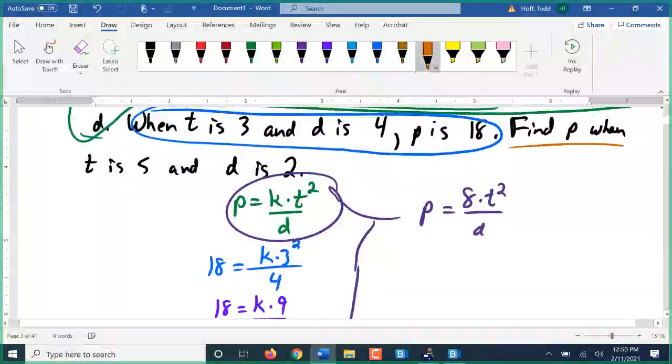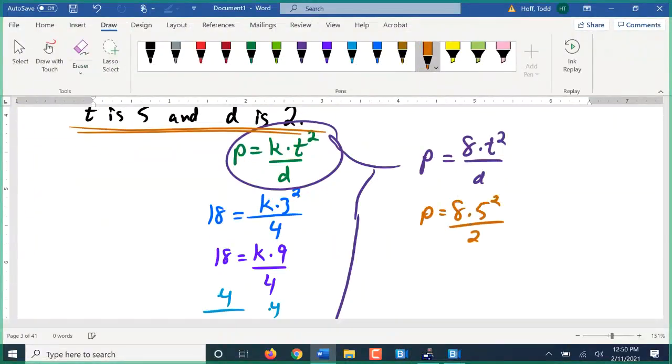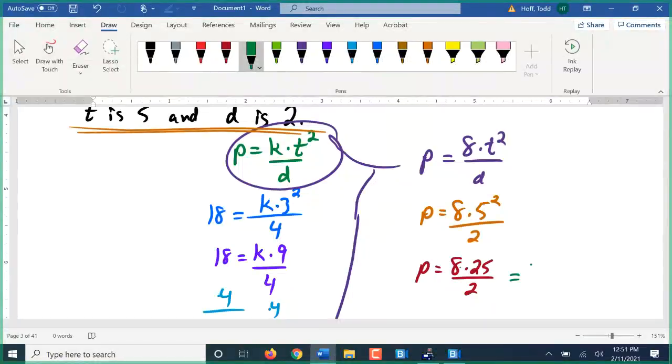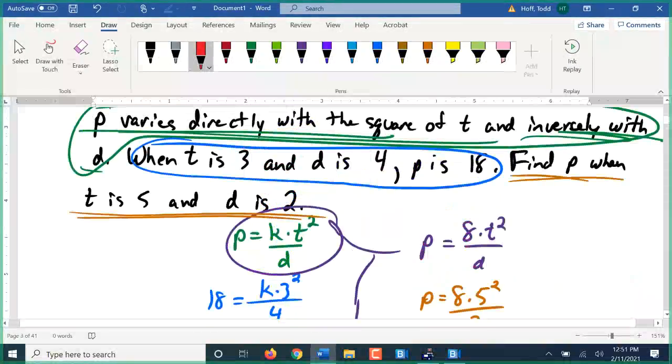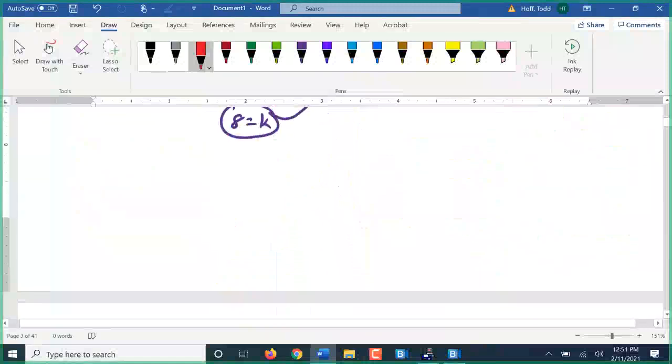They go a step further: find P when t is 5 and d is 2. So we're looking for P when t is 5, so that's 5 squared, and d is 2. Well, we have some work to do. We're going to do the 5 squared, which is 25. 8 times 25 is 200. 200 divided by 2 is 100. So P equals 100 when k is 8, when t is 5 and d is 2. So that is our variation stuff.